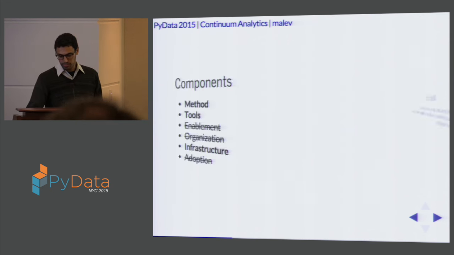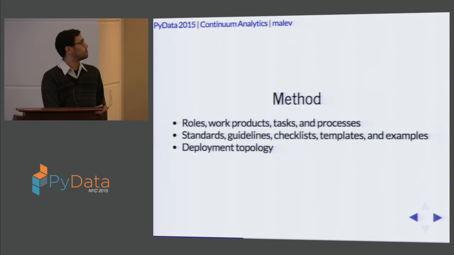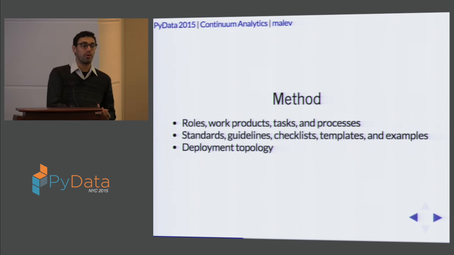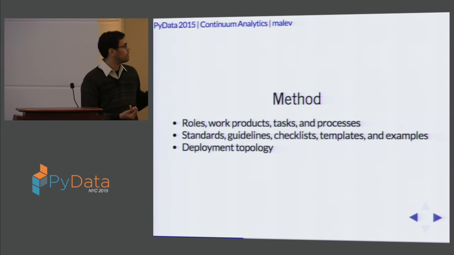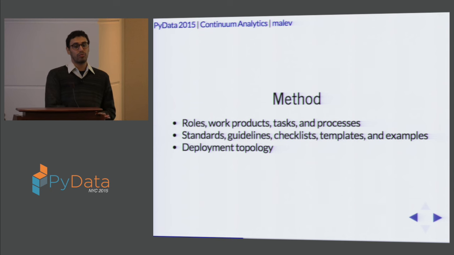I'm just going to focus on, for instance, method, which in this case is roles, standards, checklists, templates, and development topology. In this case, I'm going to say that it has to do more with the way we work. Like, for instance, what guidelines are we using? What templates are we using in order to continue working? And checklists, and what are the standards that we use? This has to do a lot with... I forgot. Anyway.